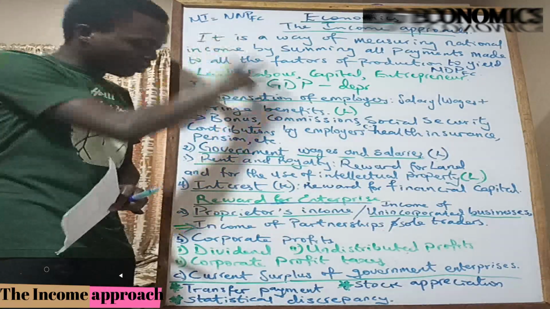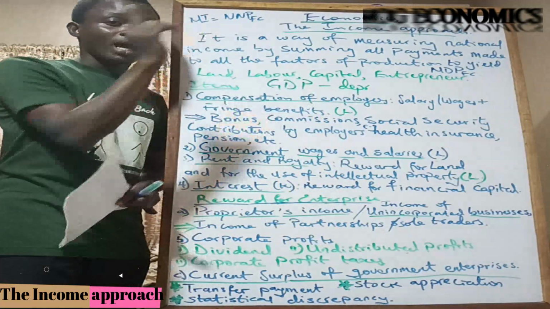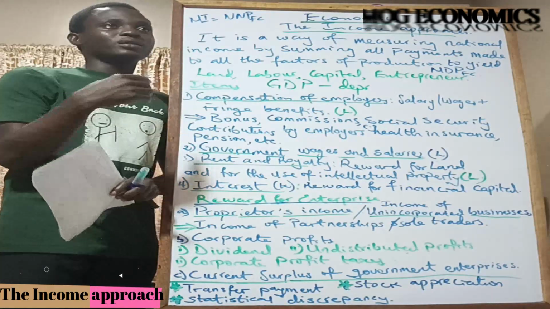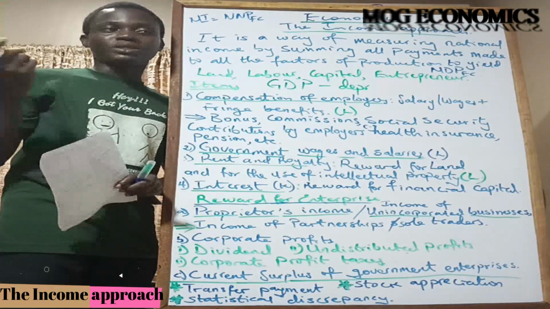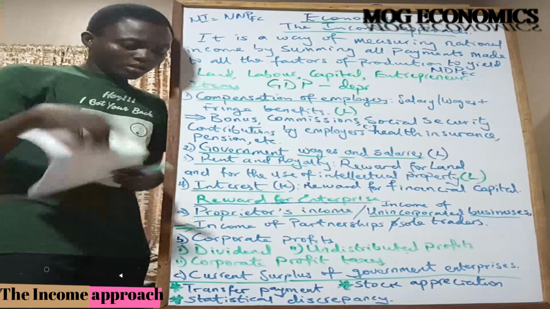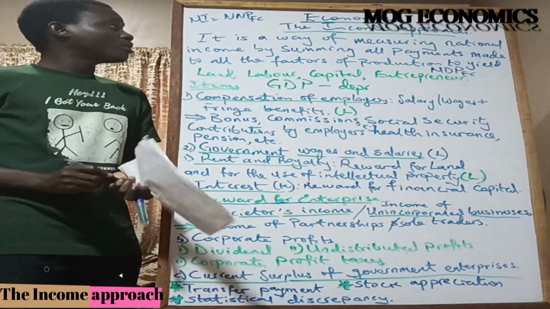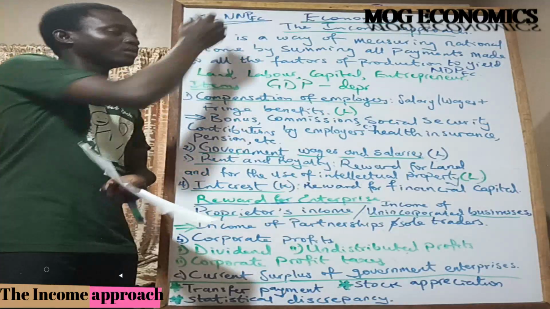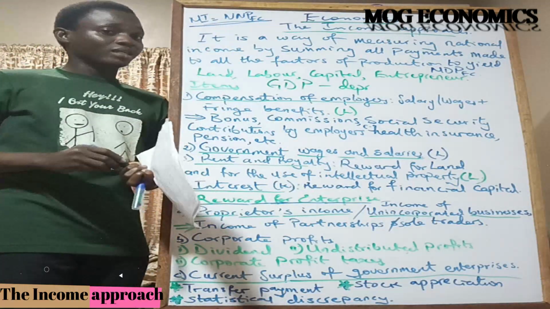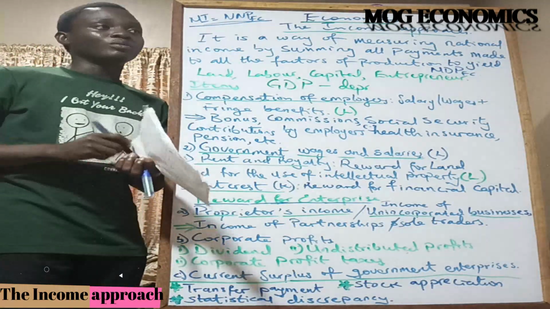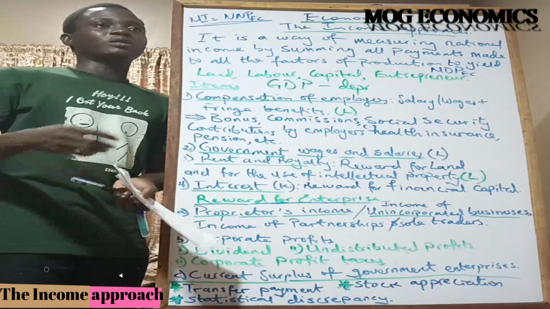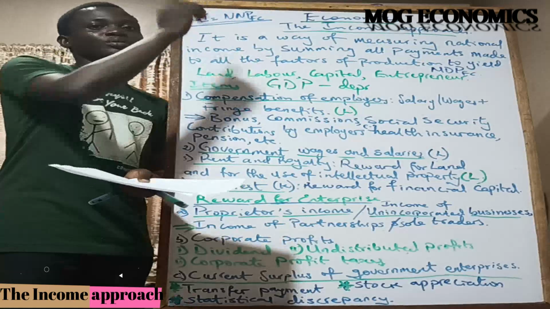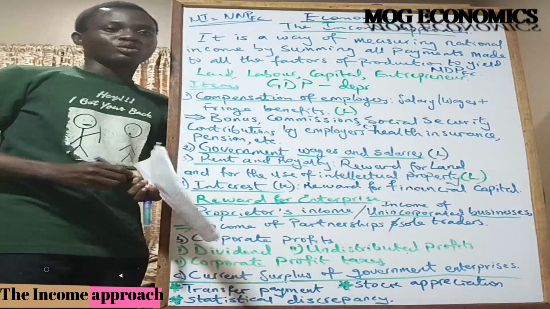So when you add up all of this, you're getting NDP at factor cost. But then the question may say calculate national income instead of saying NDP at factor cost. That's why I wrote this one here. National income is actually your net national product at factor cost. Until you're able to get your net national product at factor cost, you can't say you've gotten your national income. So if the question just says calculate national income, it's actually expecting you to get your net national product at factor cost.